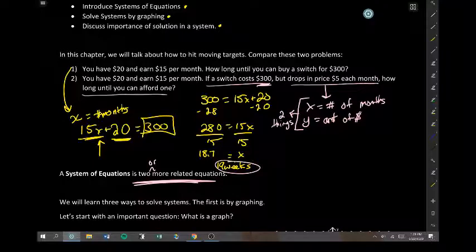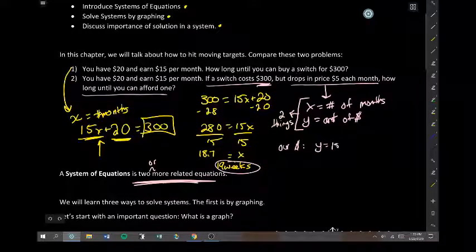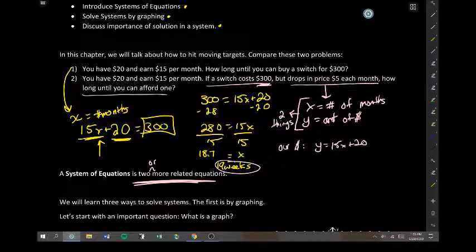So let me show what those are. x is number of months, y is amount of money. For our money, how much money we have, that equation is y equals 20 plus 15x. All right, 15x plus 20 to put in slope-intercept form. I'm earning 15 per month, and I have 20. This shows how much money I have every month. In 1 month, I'll have 35. In 2 months, I'll have 50. In 4 months, I'll have 80.